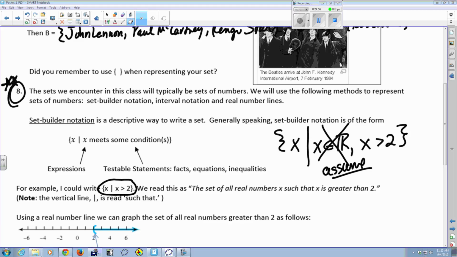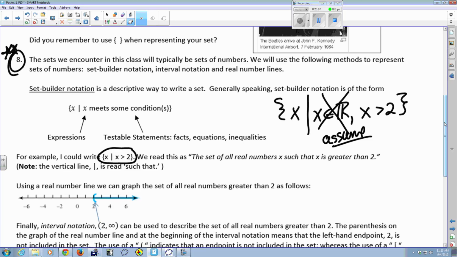So this represents the set of all numbers strictly greater than 2. Right? So here we're just on to the right of 2. So that's one way, that's set builder notation.